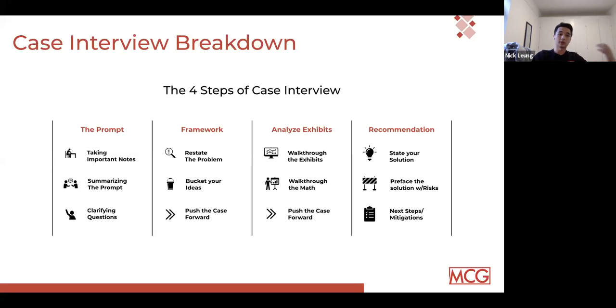The prompt, where you take notes on what the problem is and the background information. You summarize this back to the interviewer, to make sure you have all the information. And then lastly, in an optional part, you ask clarifying questions, just in case you're confused about anything that was in the prompt. And then next, we have the frameworking part.